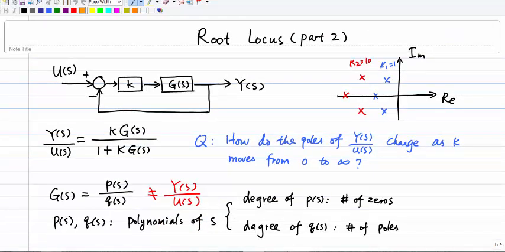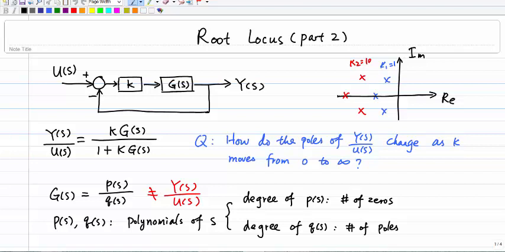Root locus talks about how the poles of a closed loop system, a unit negative feedback closed loop system, would change if my proportional control parameter k moves from 0 to infinity. This figure shows the general setup, the classic setup for the root locus. We have a unit negative feedback. We have a given system G(s), which is represented by P(s) divided by Q(s). Both P(s) and Q(s) are polynomials of s.